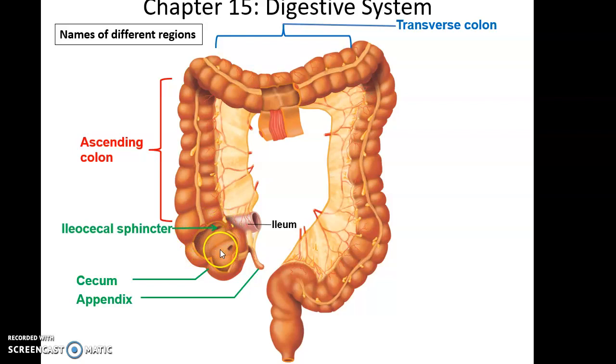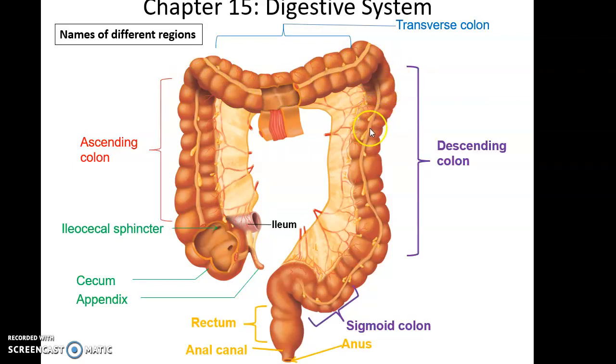The first compartment of the large intestine is called the cecum. Cecum is relatively small, comes directly after the ileocecal sphincter. And hanging off the cecum is this small little structure called the appendix. The feces in the cecum would then move up the ascending colon, cross via the transverse colon, down on the left side via the descending colon, go through an S-shaped curve called the sigmoid colon, and then the feces will be stored in the rectum until it is released through the anal canal and out the anus.